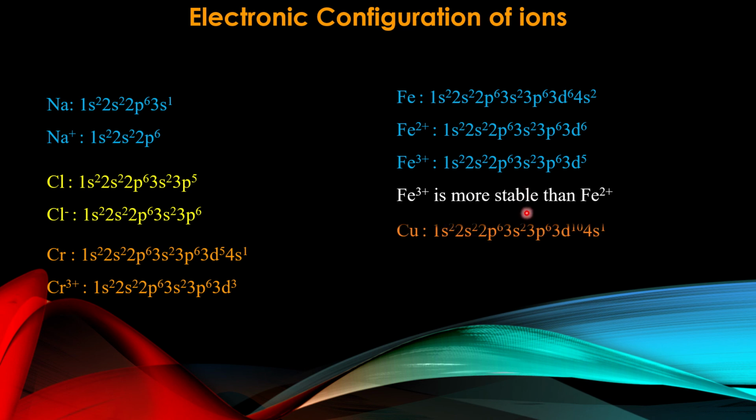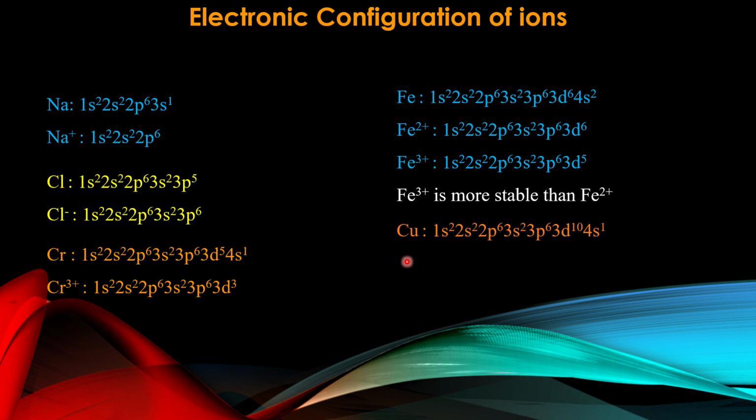Okay. Now the electronic configuration of copper. This is 1s2, 2s2, 2p6, 3s2, 3p6, 3d10, 4s1, because this is our exceptional electronic configuration. So you will write this electronic configuration. You will never write 3d9, 4s2. Always you will write 3d10, 4s1.